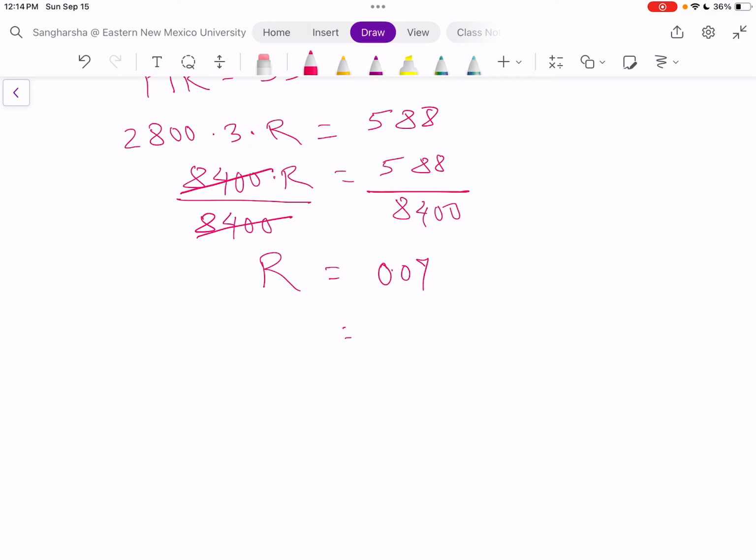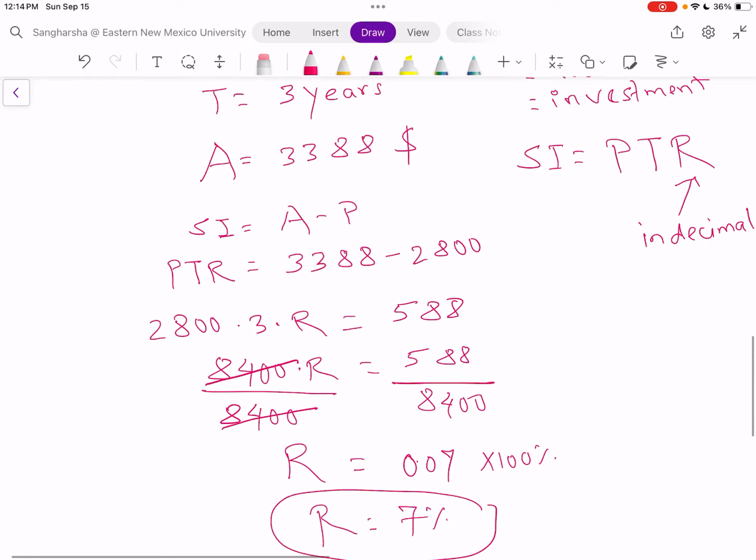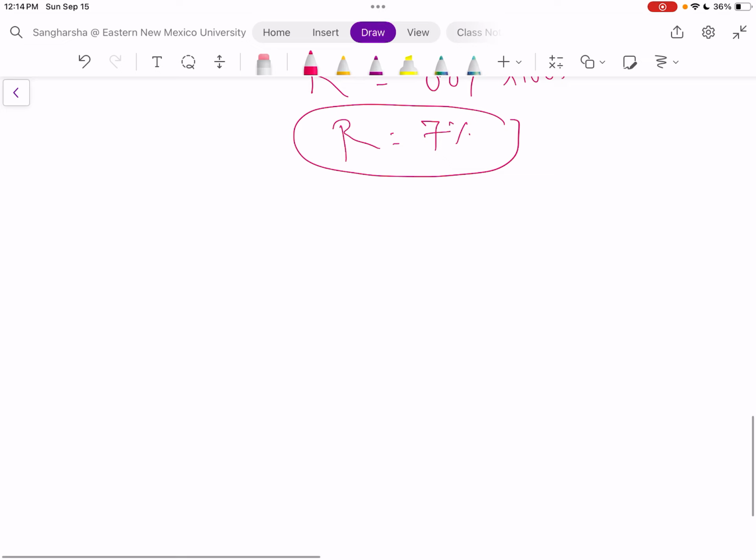Now you need to have the rate in percentage. So for that you multiply by 100% and you get 7%. So this is the rate, the simple interest rate. Again, this is the final answer. Okay, this is all from section 1.1. So make sure you know how to solve a linear equation, how to solve for any variable, and try to solve the real life application of linear equation.